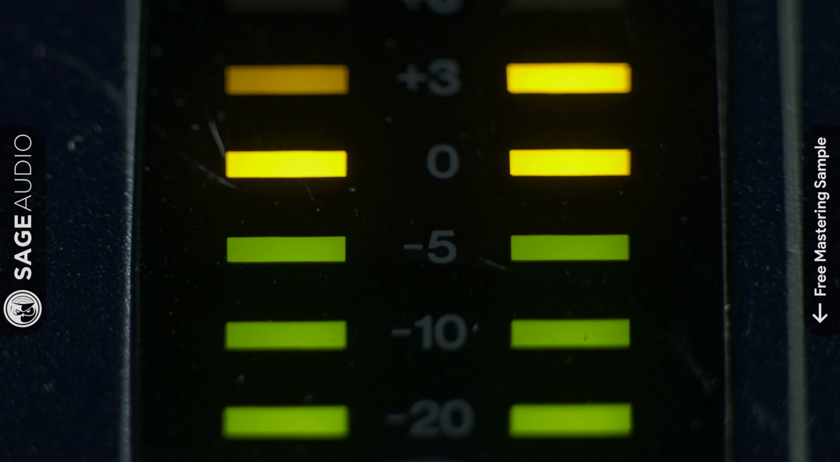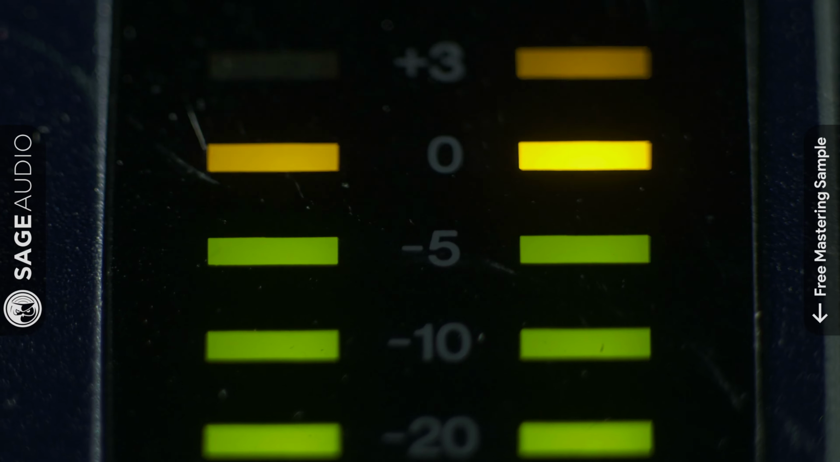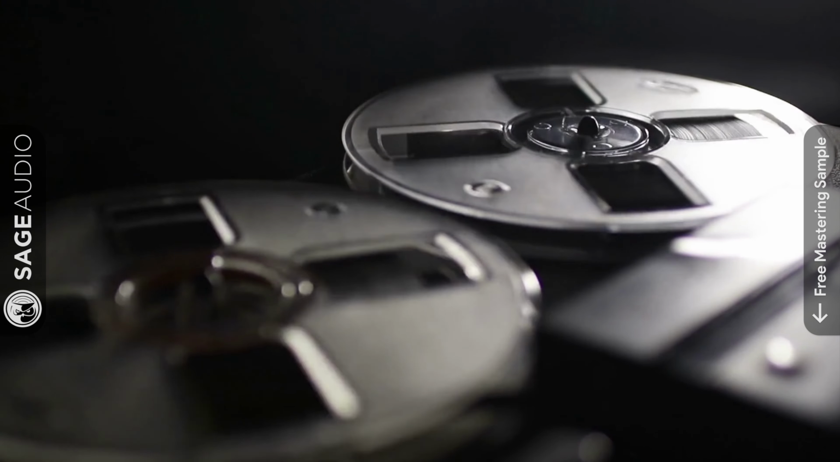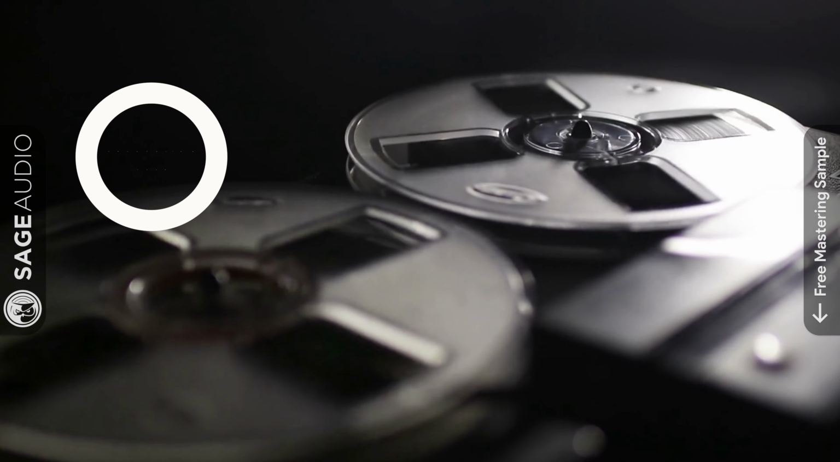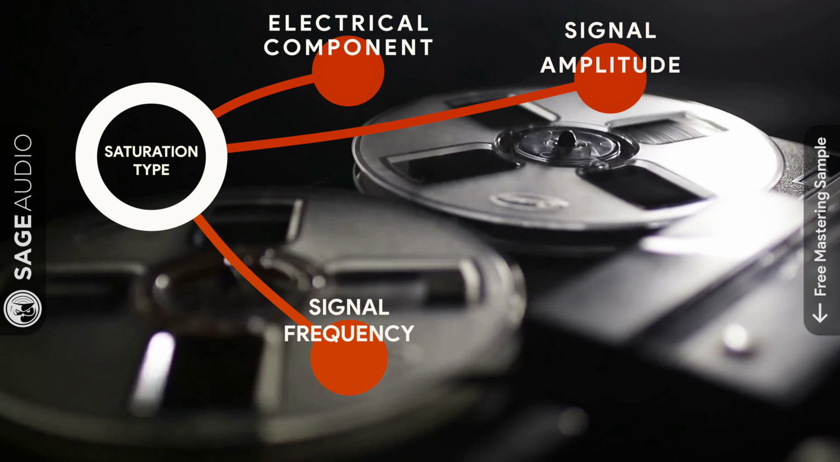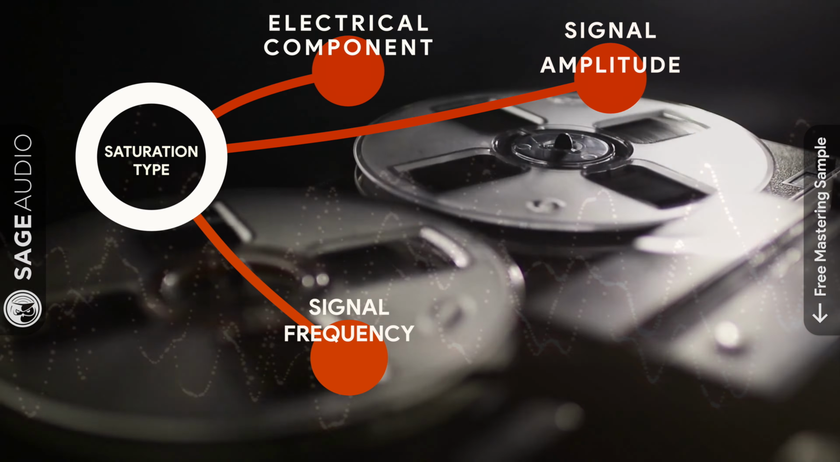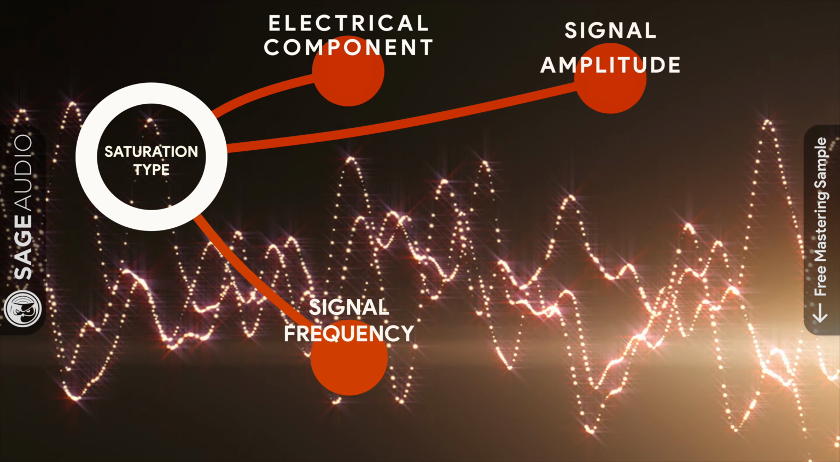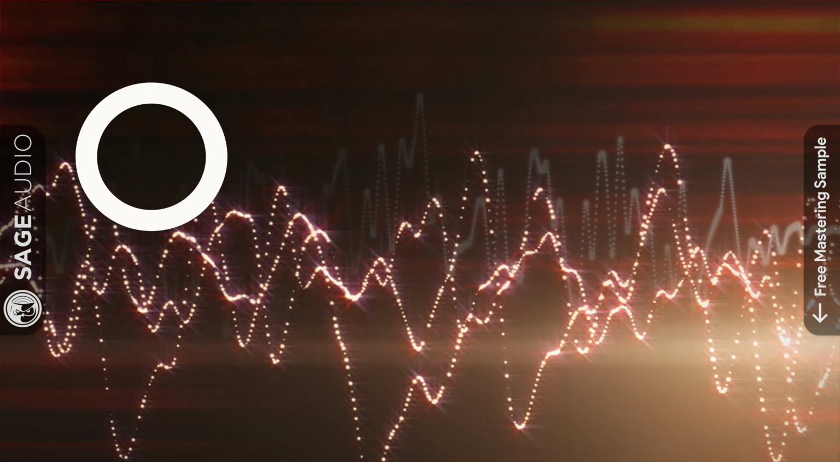Harmonic distortion occurs to any signal that saturates an electrical component and varies greatly based on many different variables. These variables include the type of electrical component used, the amount of incoming signal and/or saturation, the frequency and other aspects of the incoming signal, and a lot of other variables.